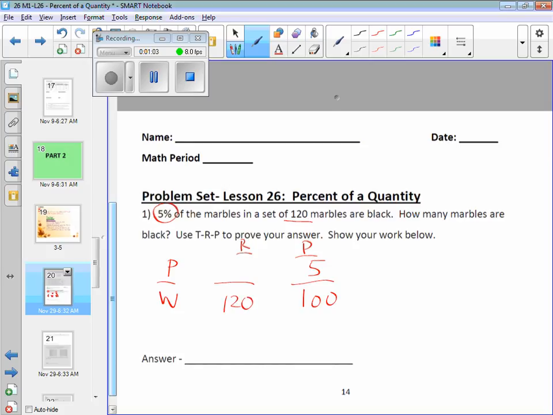Now, in this particular missing value, you can make a direct connection between where? 100 and 120 or 5 and 100? Well, yes, it works out nicely here. Times what? Then you got to say to yourself, okay, what number times 20 will make 120? Or you can always work backwards and divide. What do you get? 6 marbles are black. Most of you were fine with that.